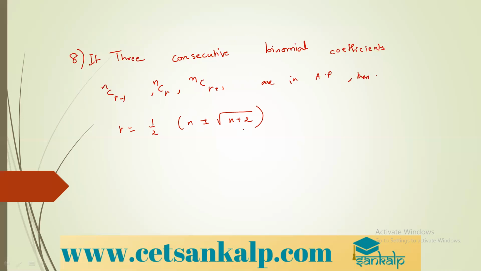When it comes to formulas, you will understand these very well. Now it looks very confusing, so I don't want to elaborate on this. And moreover, 3 consecutive binomial coefficients can never be in AP unless this condition holds.